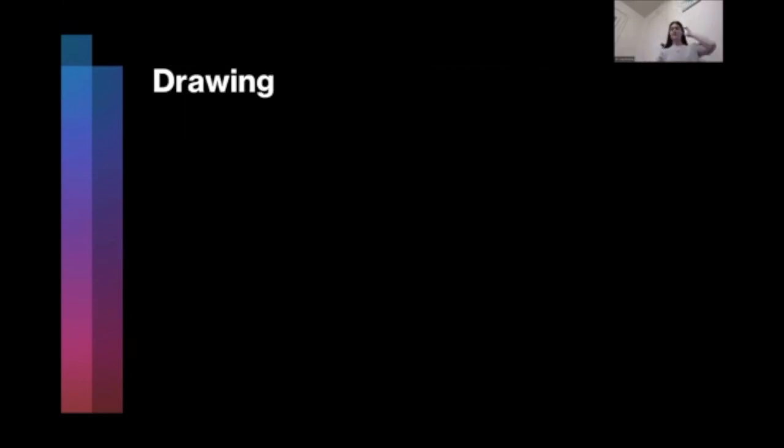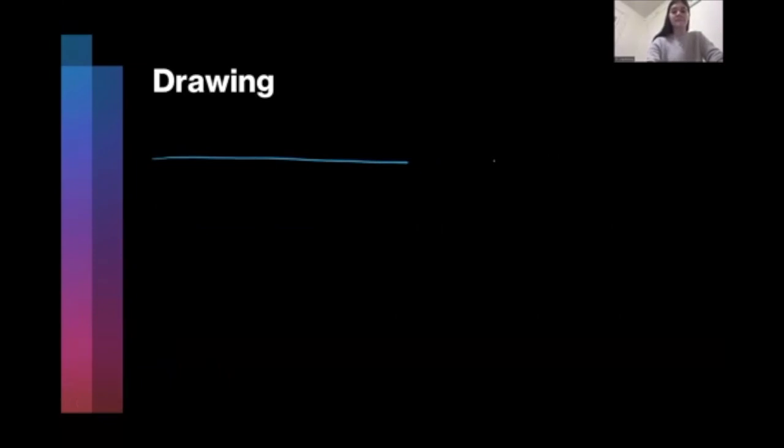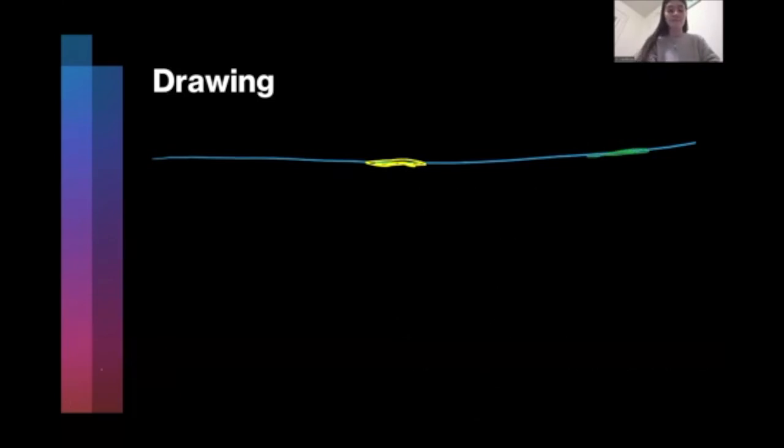So let's draw what this would look like. If I have my DNA right here, and I'm only going to draw a single strand, because technically DNA is double-stranded, but whenever we're doing transcription, we're only worrying about one strand. So there's going to be a site on this DNA that is going to be the RUT site, or the rho utilization site. And we also have our termination sequence over here. So this is RUT, and this would be the termination sequence in green.